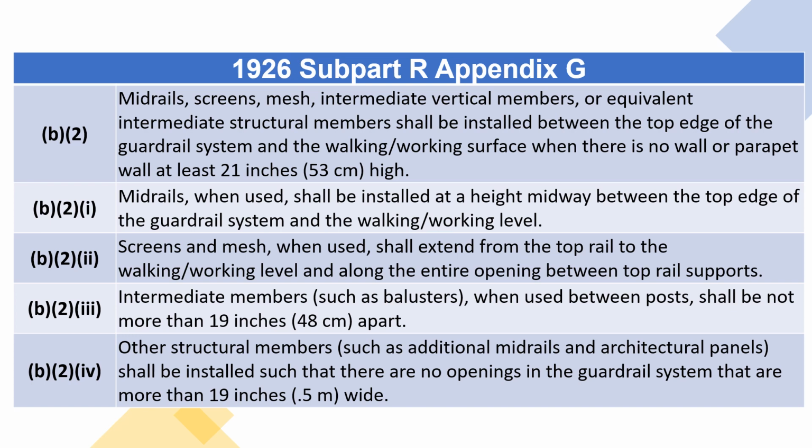(b)(2)(i) through (b)(2)(iv): Midrails, when used, shall be installed at a height midway between the top edge of the guardrail system and the walking/working level. Screens and mesh, when used, shall extend from the top rail to the walking/working level and along the entire opening between top rail supports. Intermediate members, such as balusters, when used between posts, shall be not more than 19 inches (48 centimeters) apart. Other structural members, such as additional midrails and architectural panels, shall be installed such that there are no openings in the guardrail system that are more than 19 inches (0.5 m) wide.